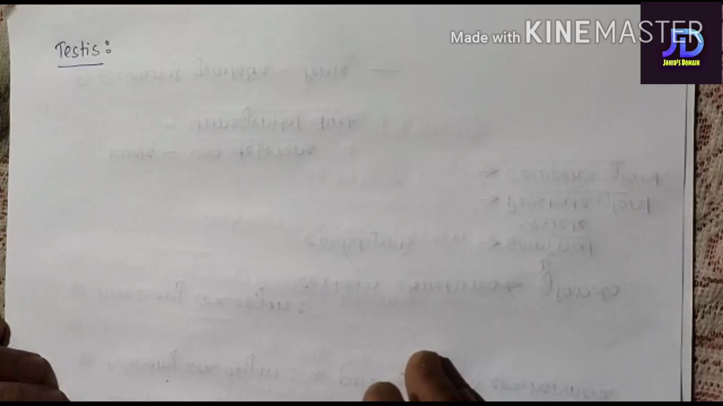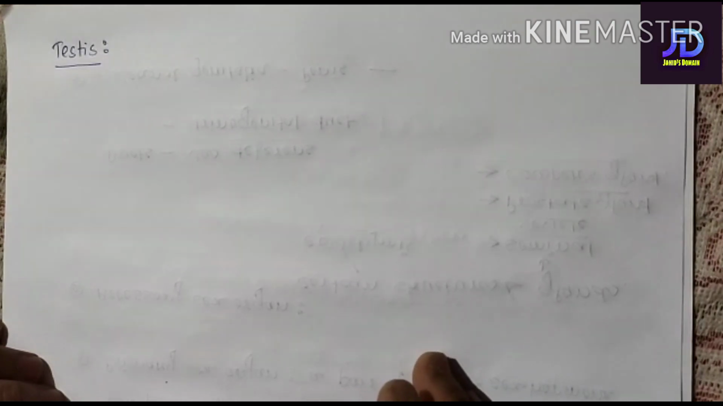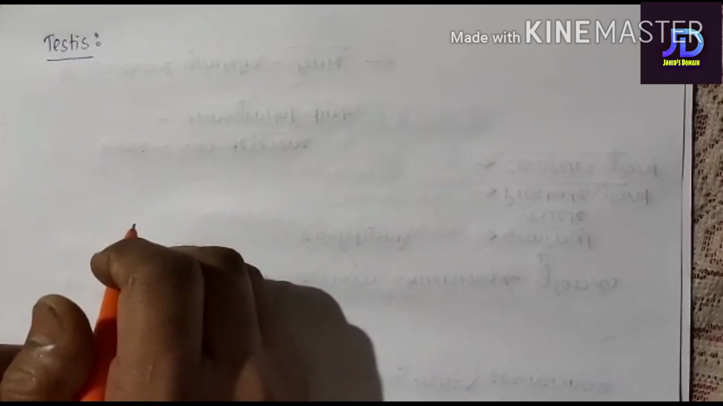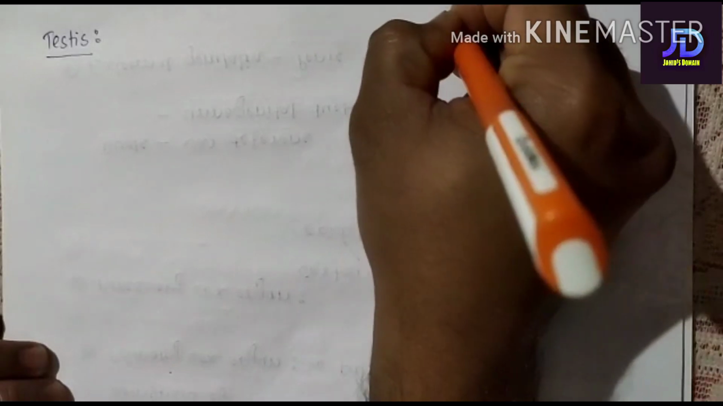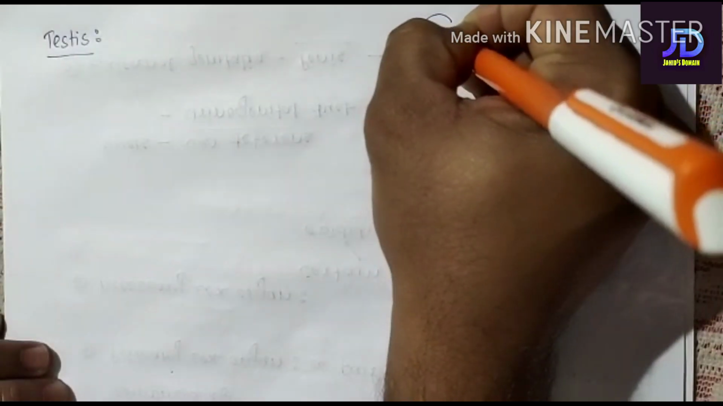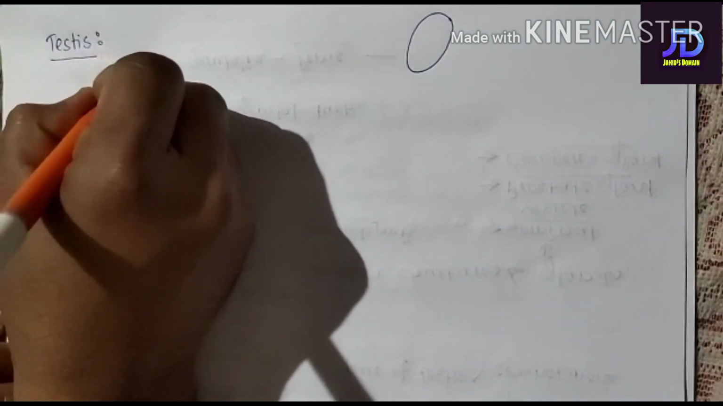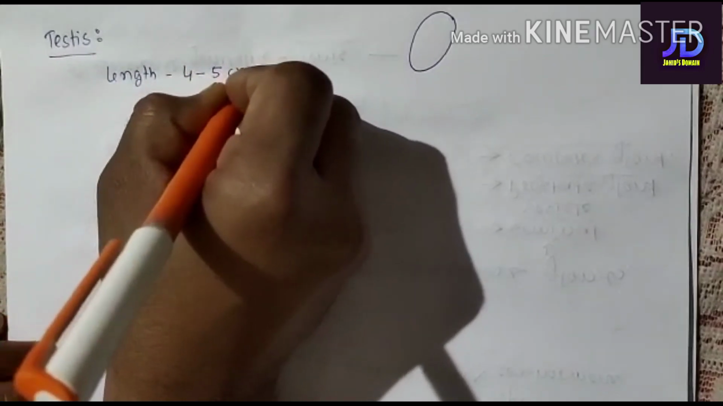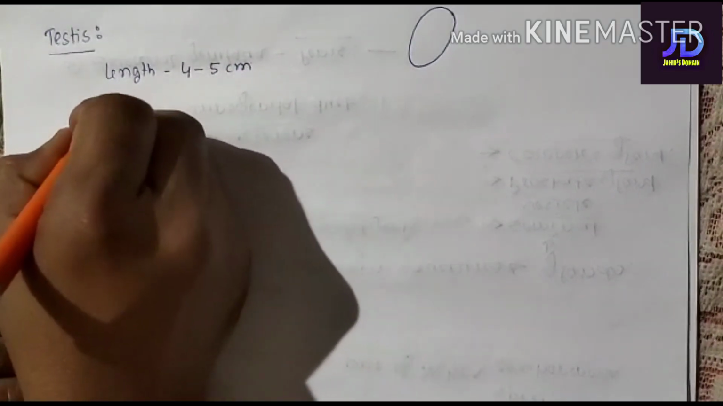Now we'll discuss every structure of the male reproductive system in detail. At first, we'll discuss the testes. These testes are oval, small structures. They are not exactly circular; they are oval. Their length is approximately 4 to 5 centimeters.